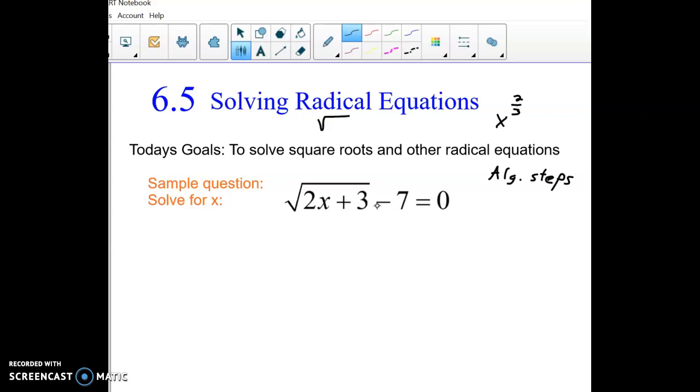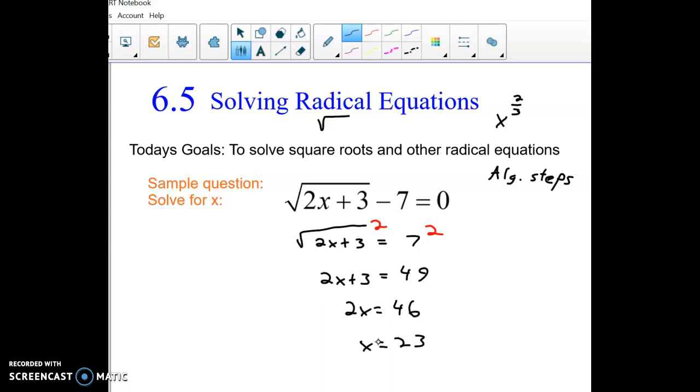Okay, so the first thing is you want to isolate this square root and cancel it out by squaring. So we're going to first add 7 to both sides to get this alone, and then we're going to square because square will cancel out the square root. So on the right hand side, we'll have 49. And then here it'll just cancel. So we'll end up with this 2x plus 3. Right? And boom, it's nice and pretty now. Just minus 3, divide by 2, and boom, you got your answer. So we've solved our first radical equation.